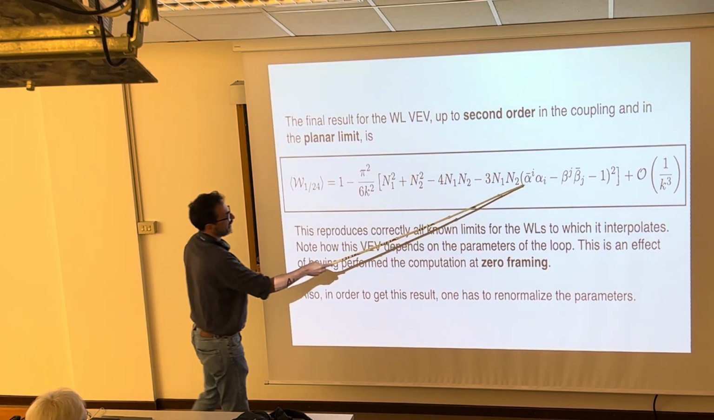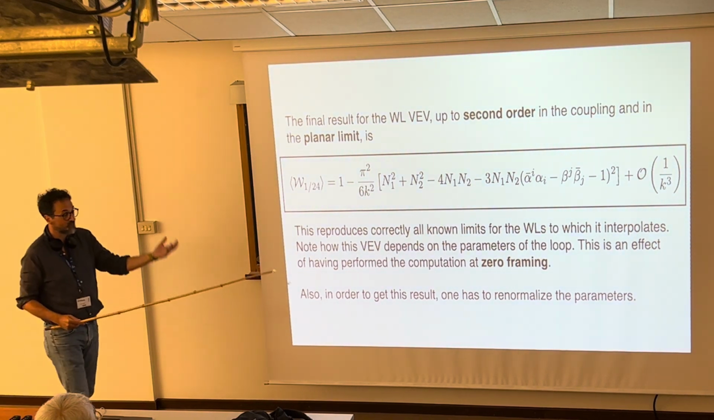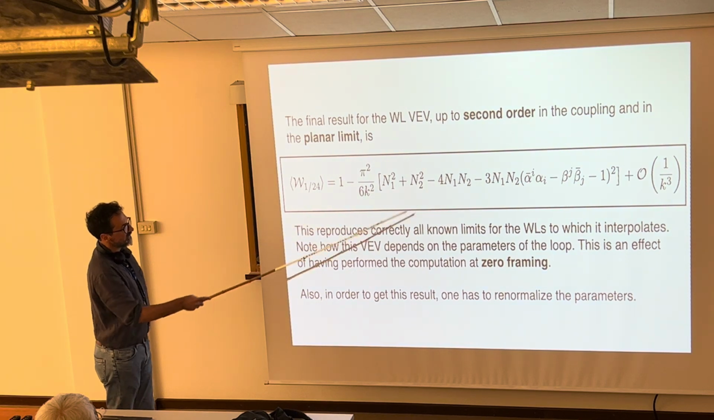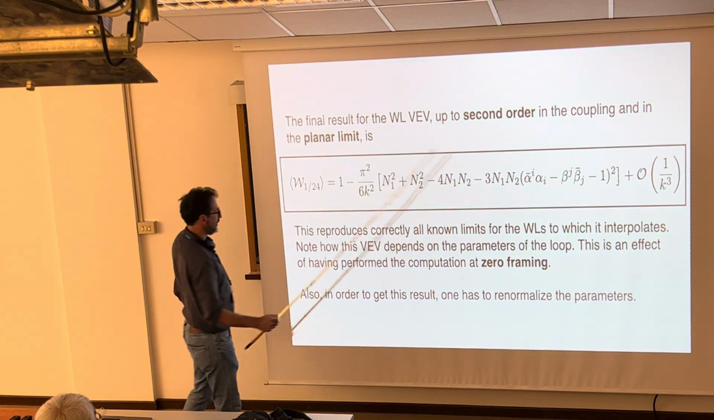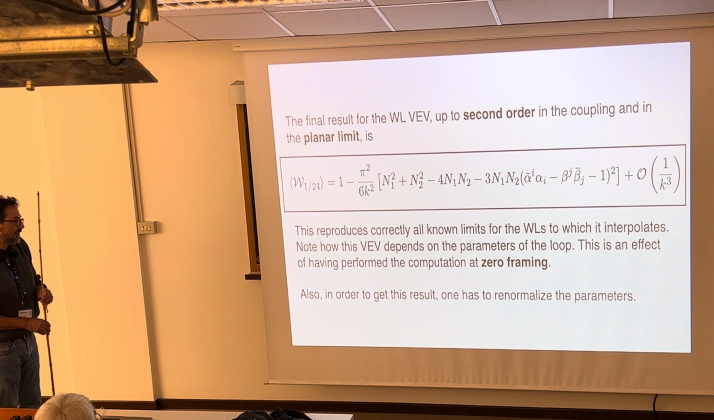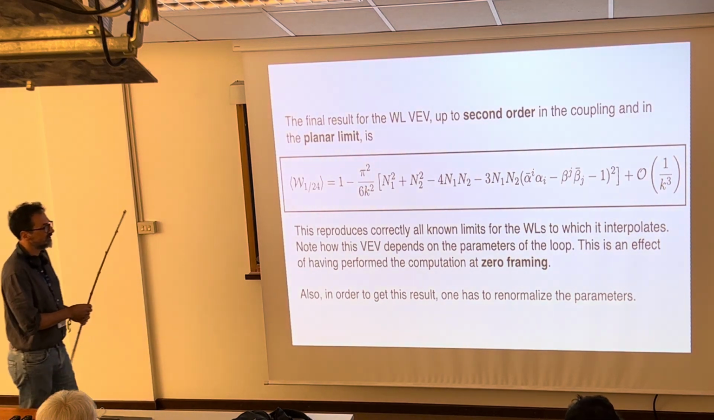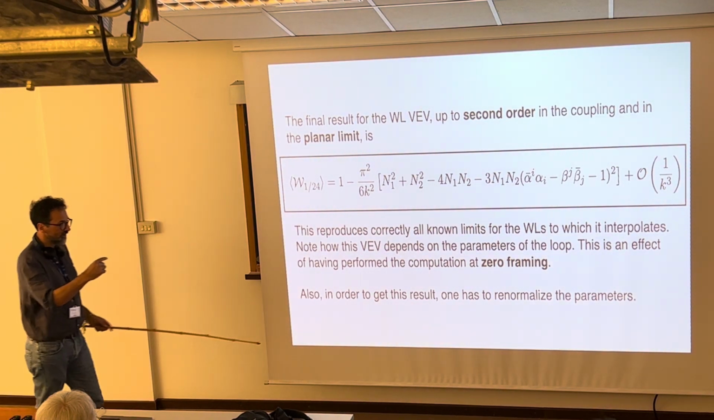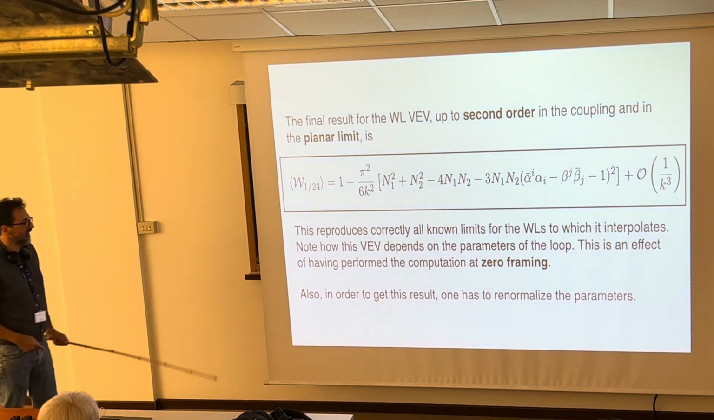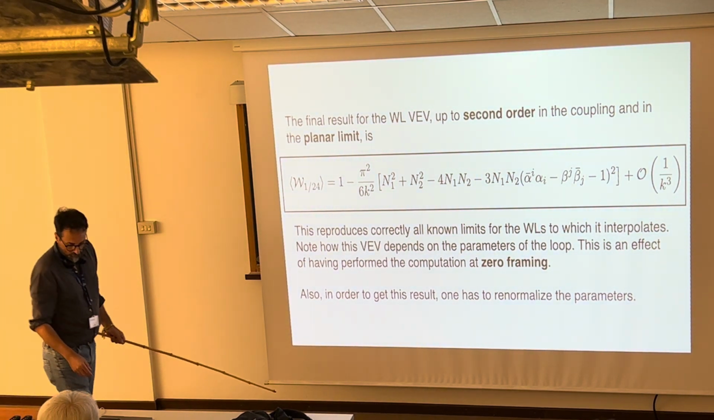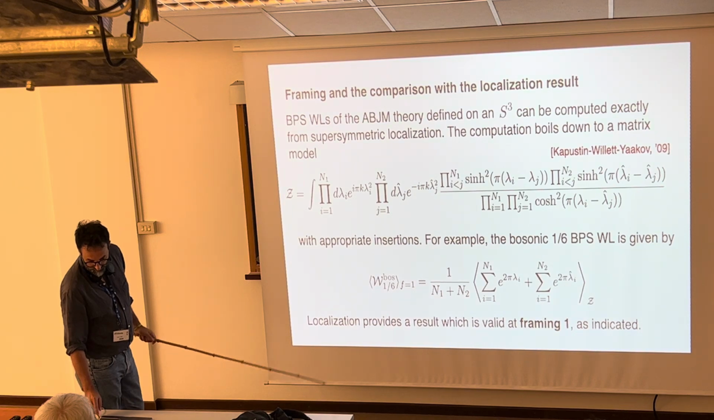In particular, you remember when you select these parameters alpha and beta to special values, you go back to the 1/6 BPS fermionic, 1/6 BPS bosonic, and 1/2 BPS fermionic loops. So this reproduces correctly everything. This depends on these parameters of the loop, which is an effect of having performed this computation at zero framing. You do the computation just by using this DRED scheme of regularizing integrals, but you are not really doing the regularization of a Wilson loop and then introducing some arbitrary framing. Also you need to renormalize the parameters. If you remember, there were counterterm diagrams in these computations.